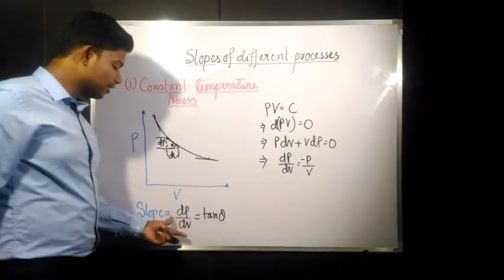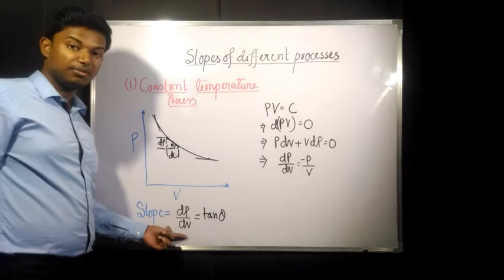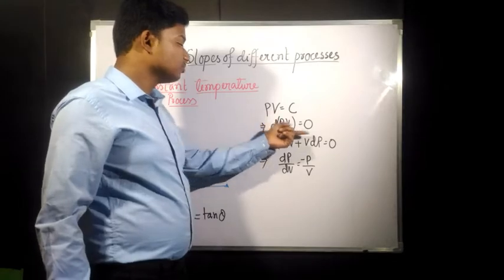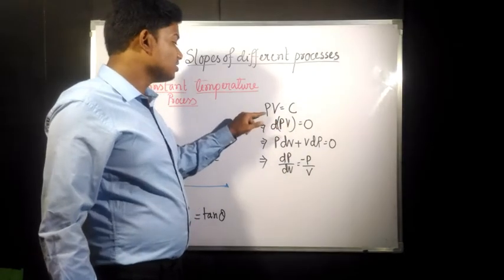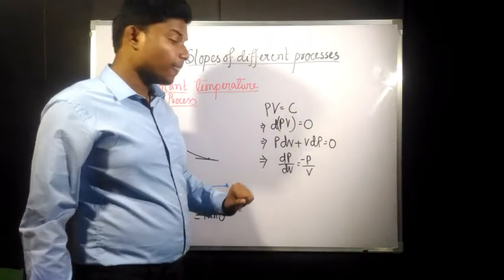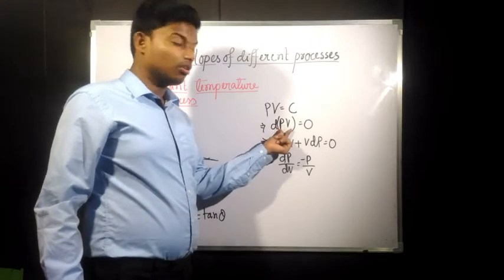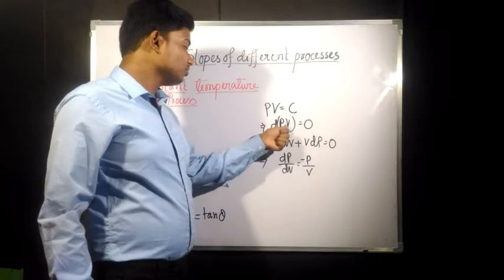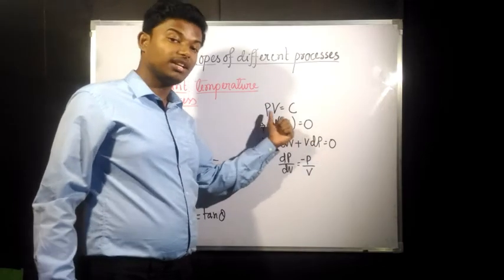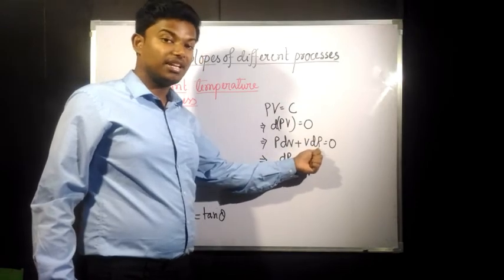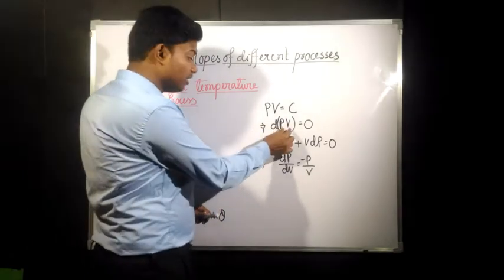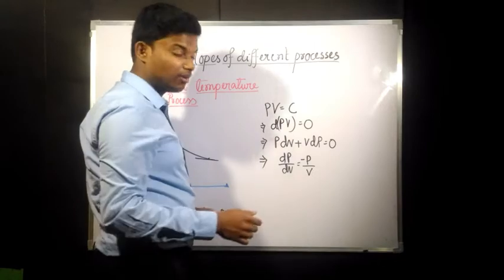Now, we need terms with d in them, that means derivative terms, to find the slope. So if we differentiate both sides, the derivative of PV is going to be 0, because the right side is constant, and the derivative of a constant is 0. This is again the chain rule, the derivative of uv: one term stays and the other is differentiated, plus the other term stays multiplied by the derivative of the first. This gives the expression for the derivative of uv terms, that means one variable multiplied by another variable.